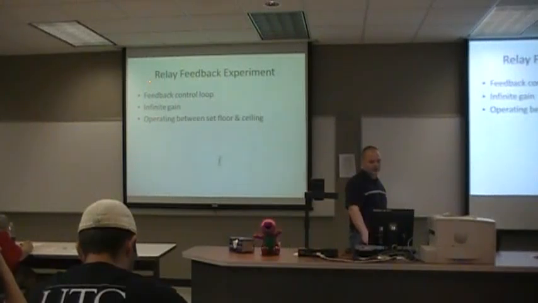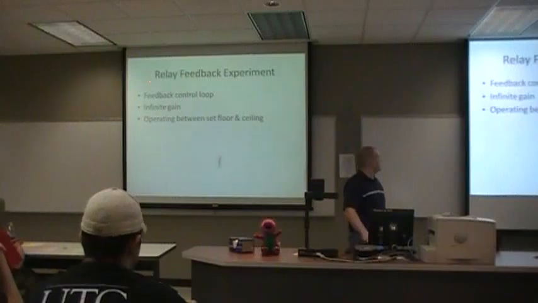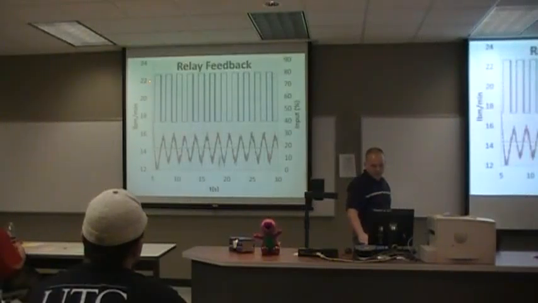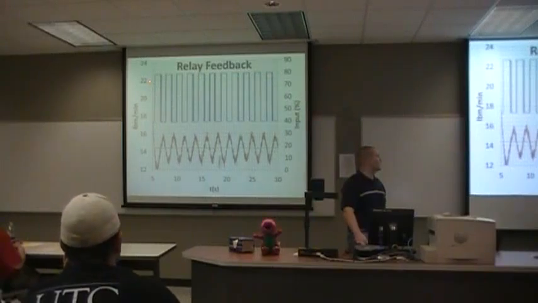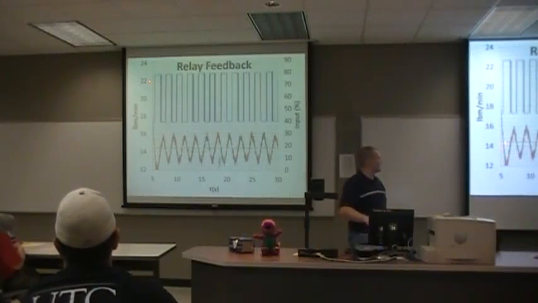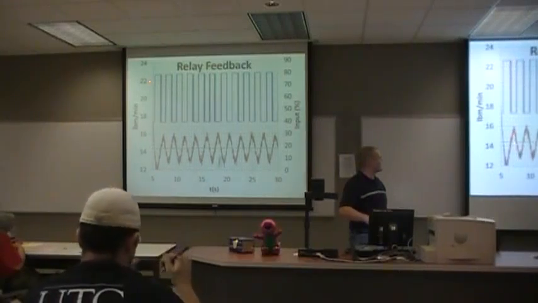Now I'm going to go over the relay feedback experiment: the feedback control loop, infinite gain, and operator between the floor and ceiling. Just an example of one of the experiments. The blue is the input function, the red is the output. Basically what's happening is every time the output crosses this line, the state of the input changes.